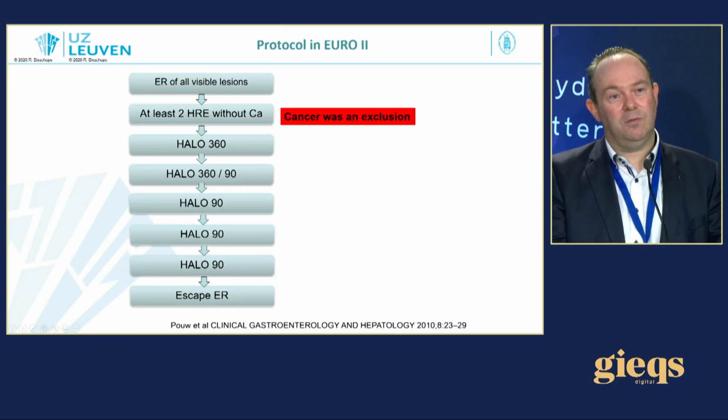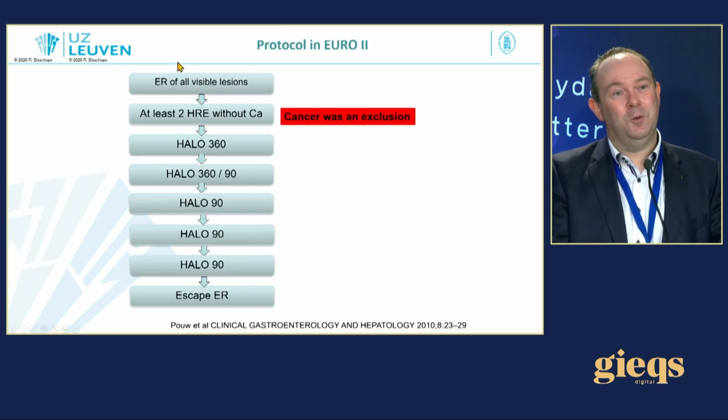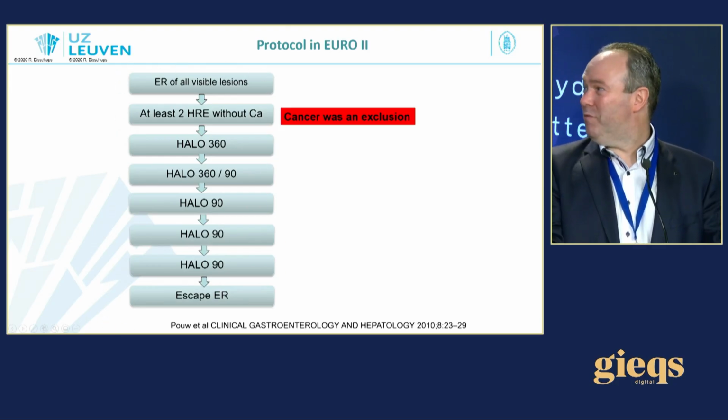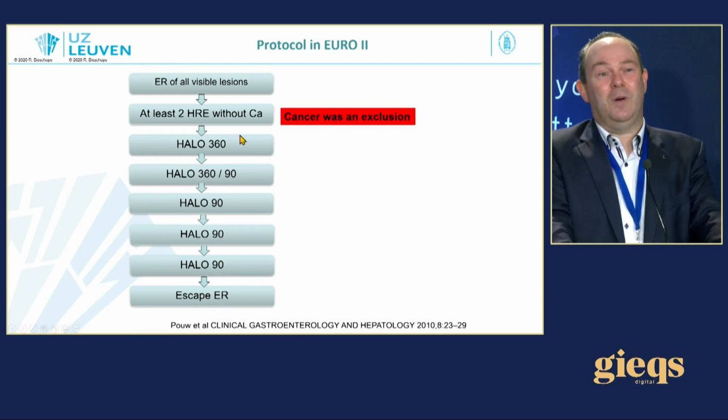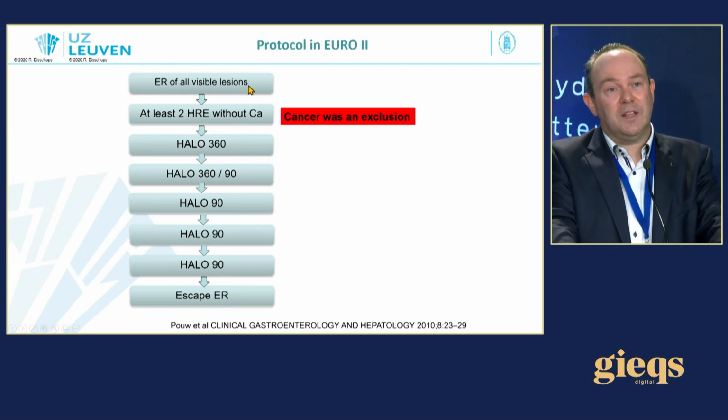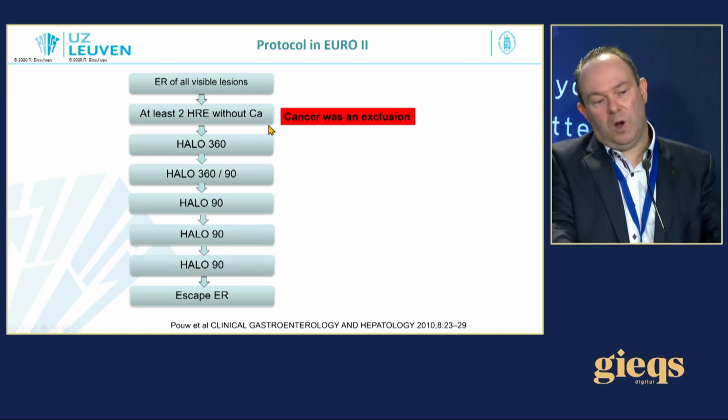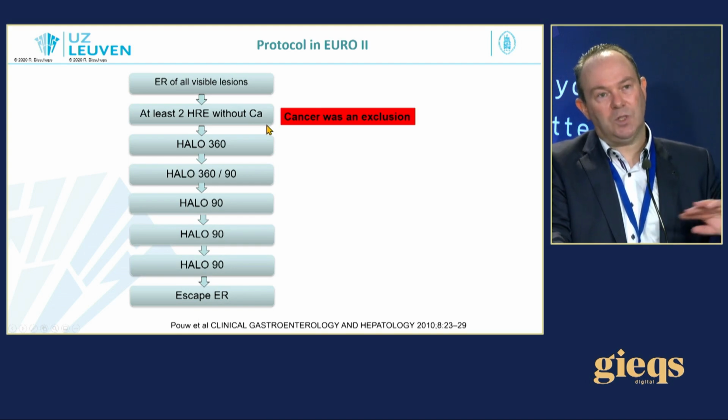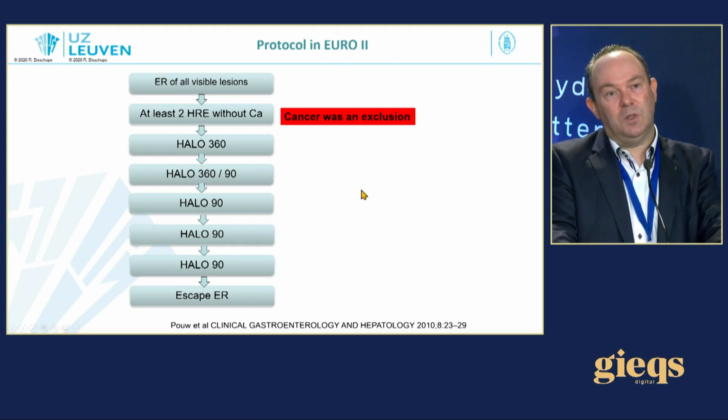If you want to make a souffle, you don't want it to insufflate, you want it to sufflate, right? And then you need to follow the right recipe. Let's have a look at the recipe of the Euro 2 trial, which had excellent results. Before the patient entered this trial, cancer was an exclusion criterion on 2 subsequent high-resolution endoscopies with the Seattle protocol. So if one biopsy showed cancer, the patient was out. So no cancer was ablated in that study. And that is the recipe for success.